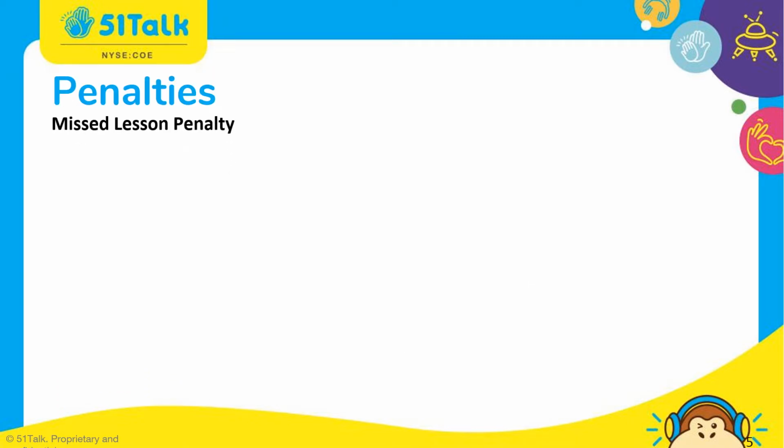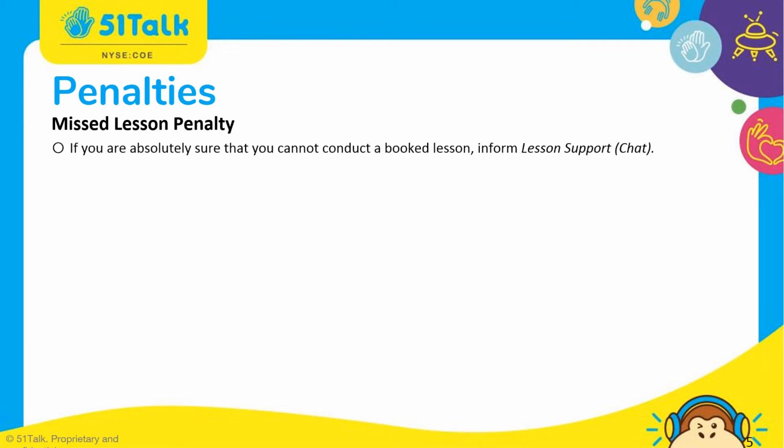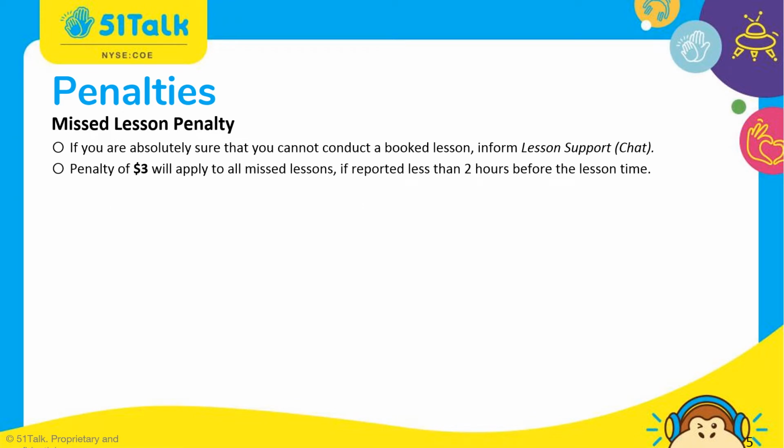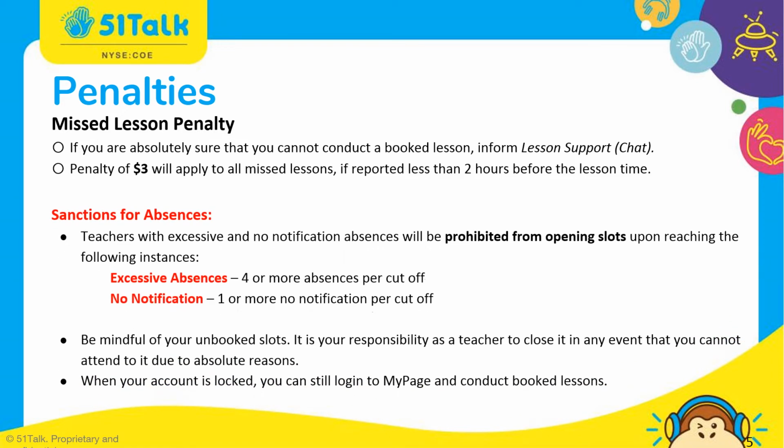Please avoid absences at all costs. If missing a lesson cannot be avoided, please inform your lesson support team as soon as possible. If you are absolutely sure that you cannot conduct a book lesson, inform your lesson support via chat. A penalty of $3 will apply to all missed lessons if reported less than 2 hours before the lesson time. Your account will also be prohibited or locked from opening slots every time you incur at least 4 notified absences or 1 no-notification absence per cutoff.